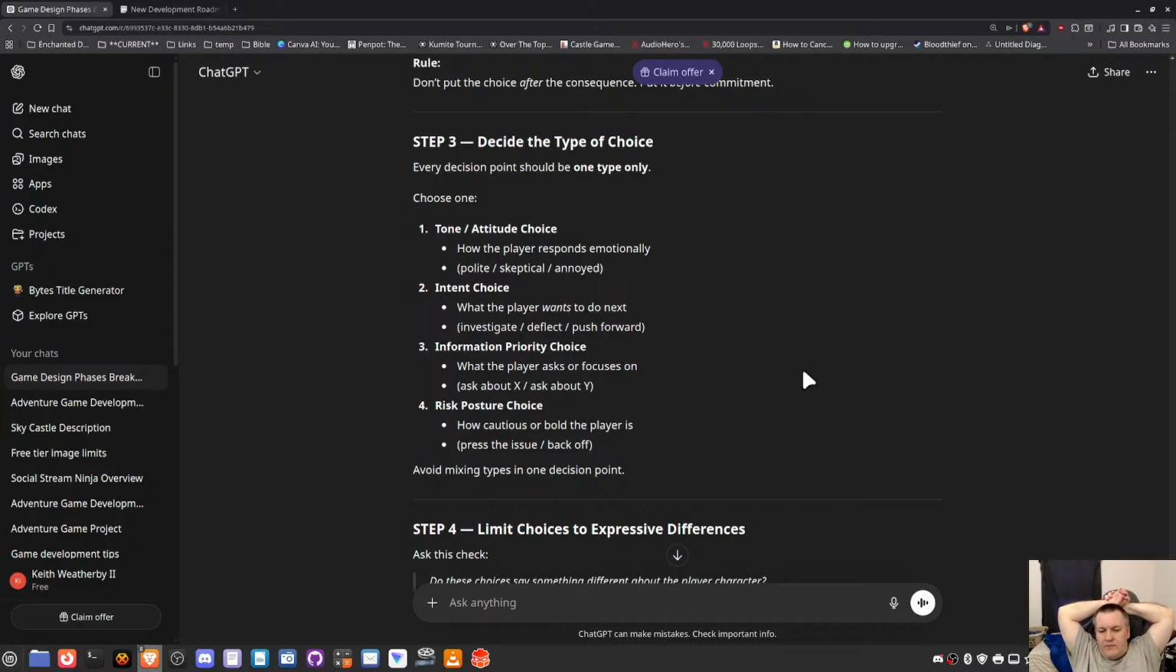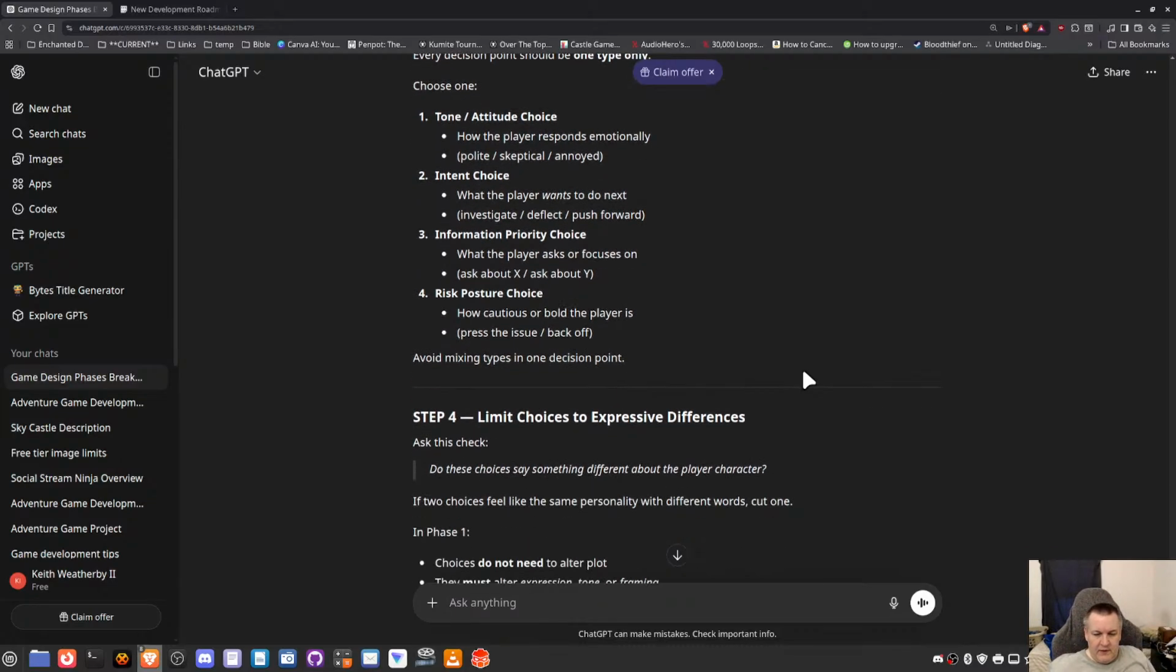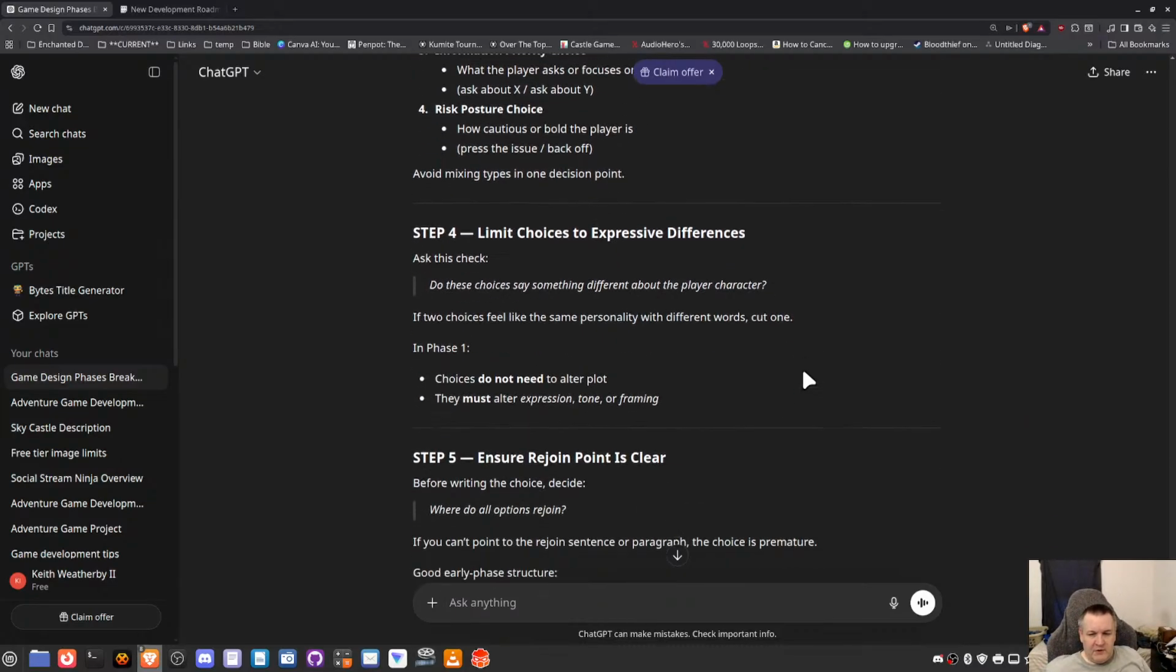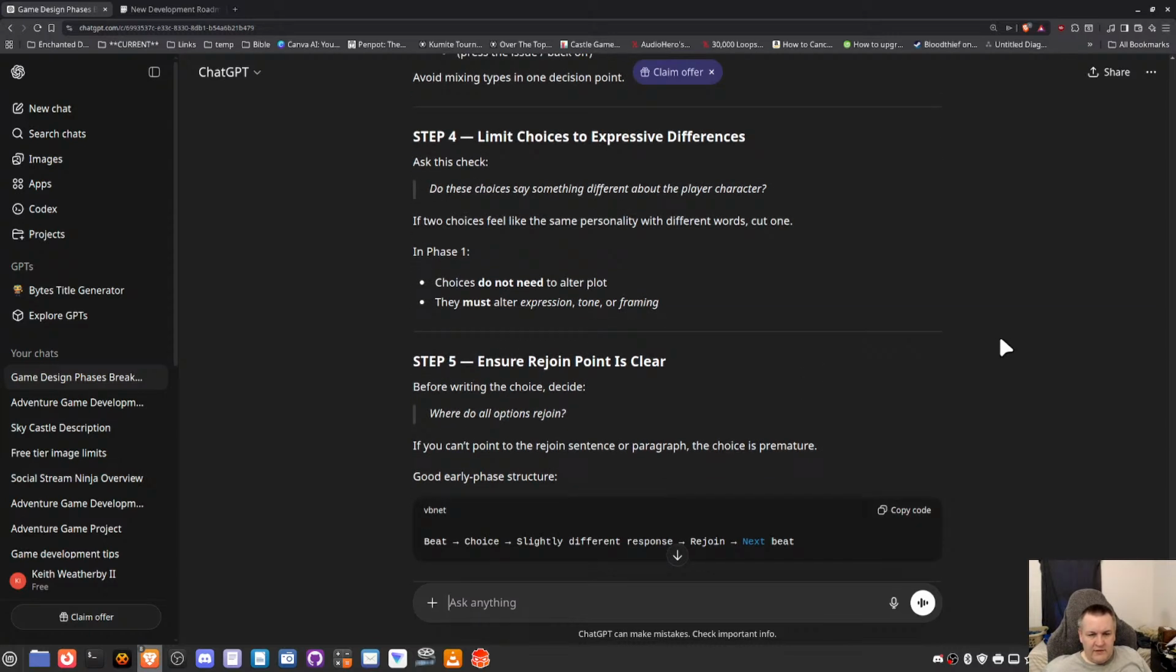Risk posture choice: how cautious or bold the player is. Press the issue, back off. Avoid mixing types in one decision point. Step 4. Limit choices to expressive differences. Ask this check: do these choices say something different about the player character? If two choices feel like the same personality with different words, cut one.